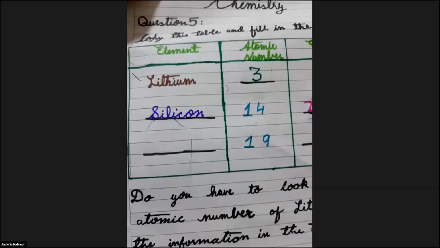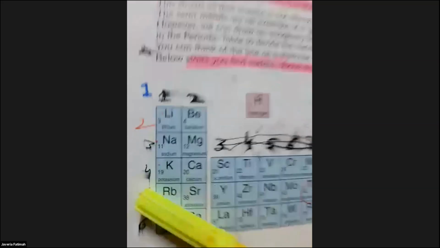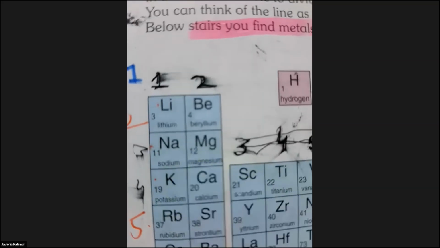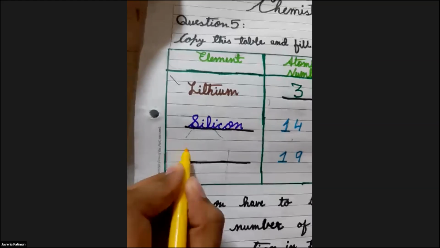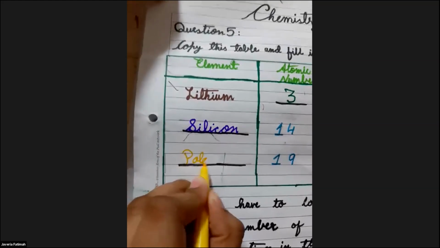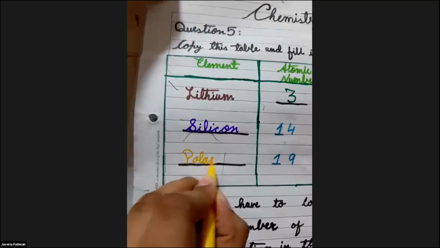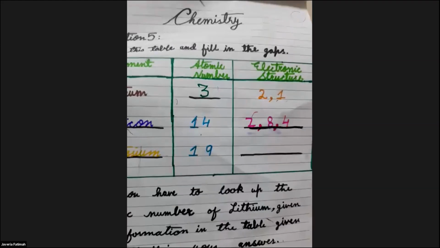Next, the atomic number we have is 19. If you look into the periodic table, 19 is potassium. Even if you've not learned the elements, you can find that this is potassium. You don't have to learn them, though with the passage of time you will. The periodic table will always be provided to you in all your exams and tests, so don't worry about learning their atomic numbers and mass numbers.